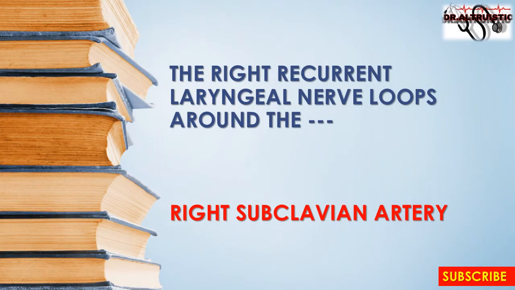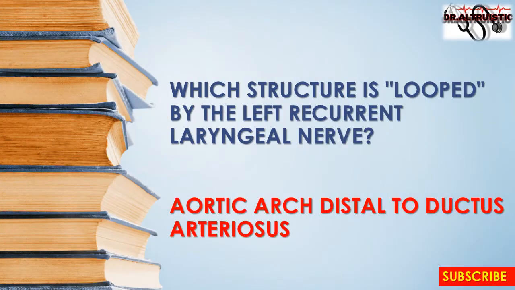The right recurrent laryngeal nerve loops around the right subclavian artery. Which structure is looped by the left recurrent laryngeal nerve? Aortic arch distal to ductus arteriosus.